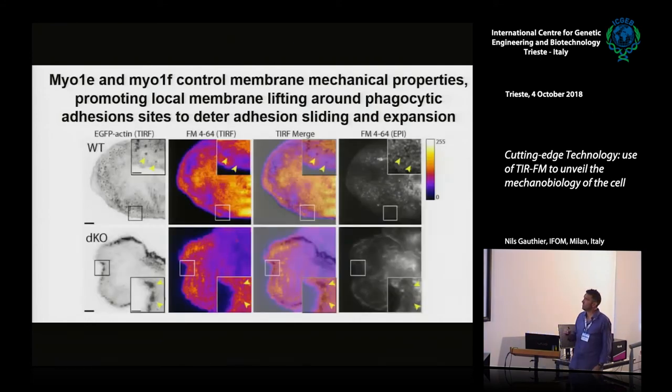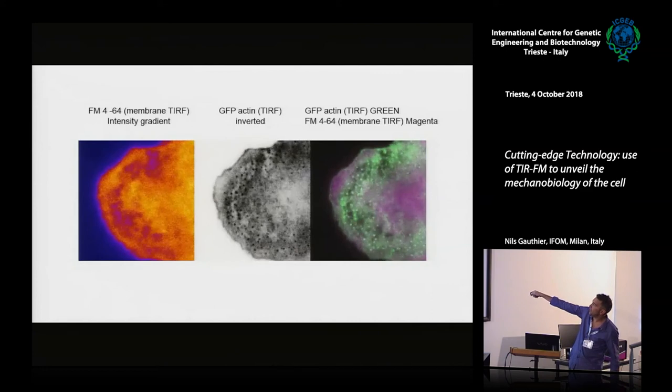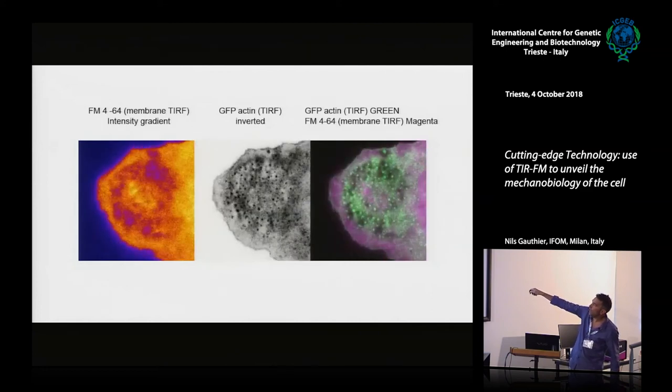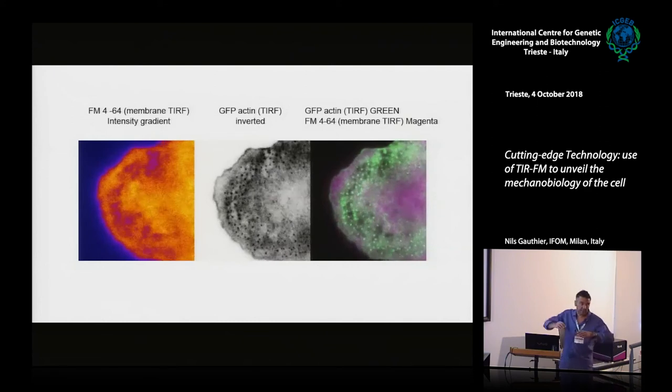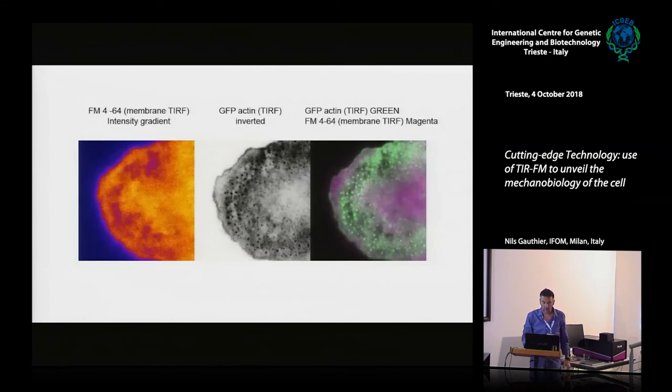Then we went back to TIRF, and this time we looked carefully at the membrane around those adhesions. This is an encoding for the amount of fluorescence. What you see here is that along those adhesions, you have membrane lifting in the wild type case, and you don't have membrane lifting in the double mutant. How does it look? You see the membrane is lifting around the adhesion here. It's getting away from the substrate, while in the case of the mutant, it's not doing it.